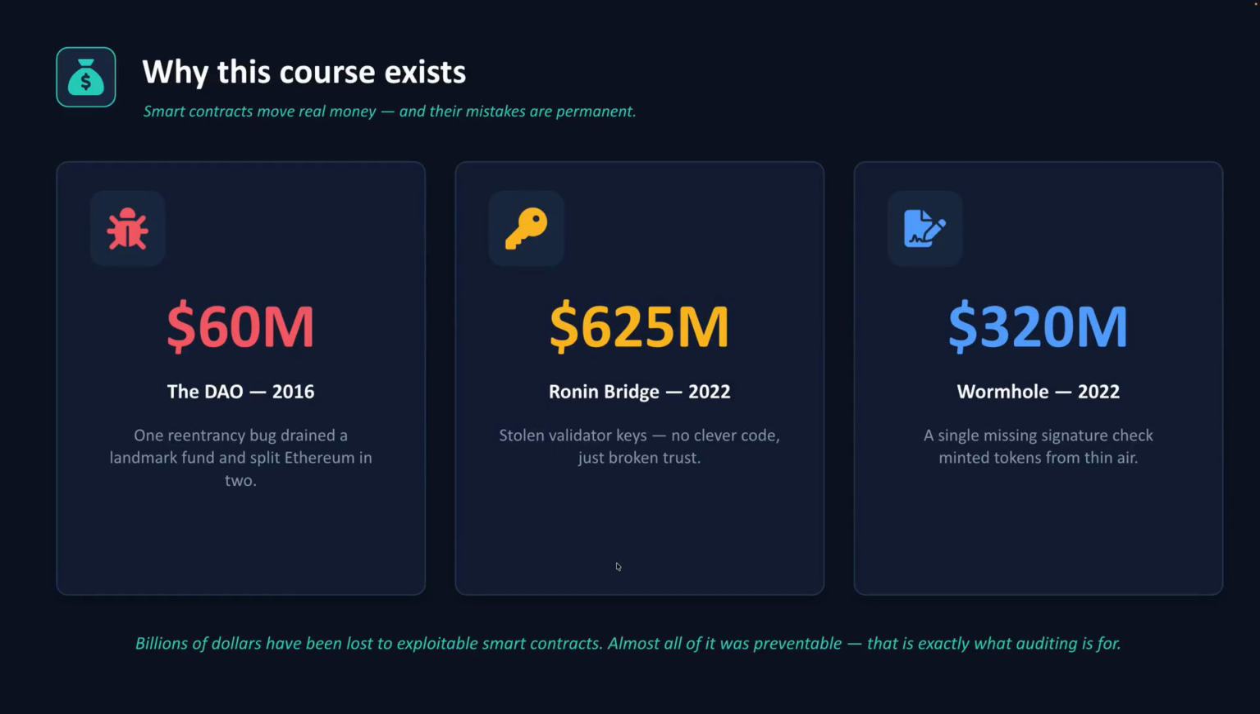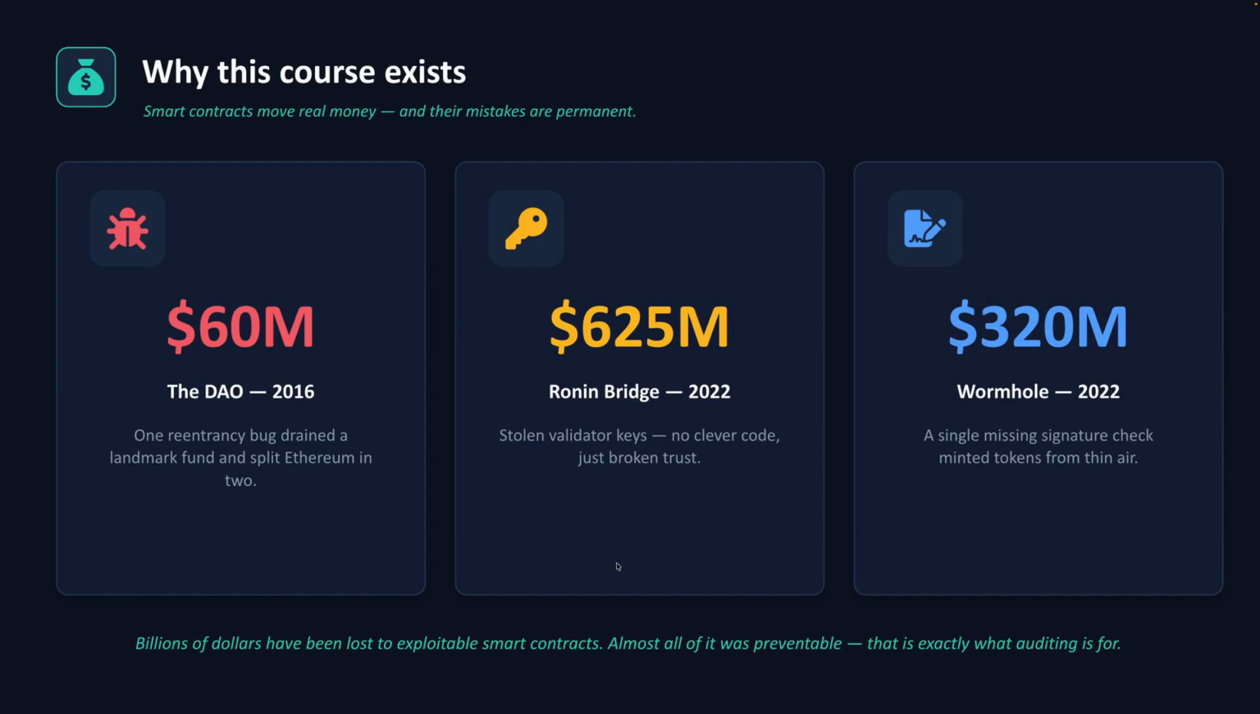Why this course exists? Smart contracts move real money and their mistakes are permanent. Let us take a look at some of the most popular hacks which have happened in the past. The DAO hack, which happened in 2016, led to the split of Ethereum into two different chains, Ethereum and Ethereum Classic. This hack happened because of the re-entrancy bug.